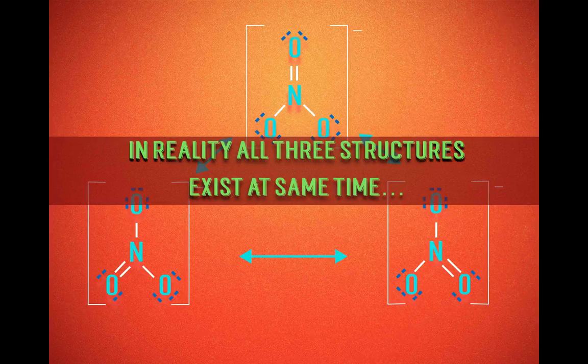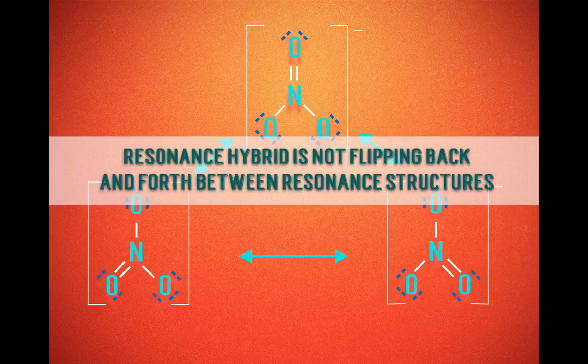So there's 3 different ways that I can draw this polyatomic ion, and each of these is accurate, and at the same time each of these is not accurate. It's not adequate enough even to have these 3, and I'll show you why. Resonance or a hybrid is not flipping back and forth between resonance structures. This is why.